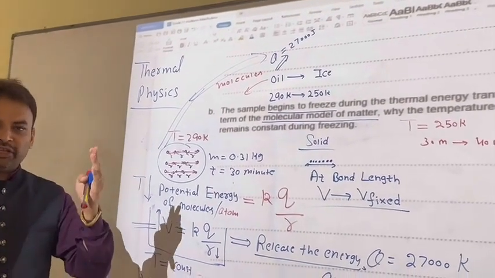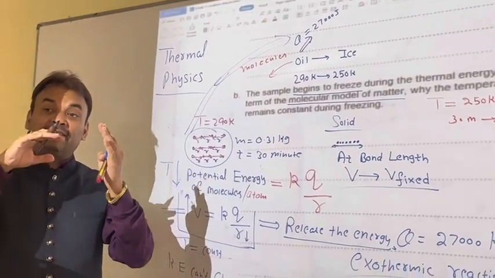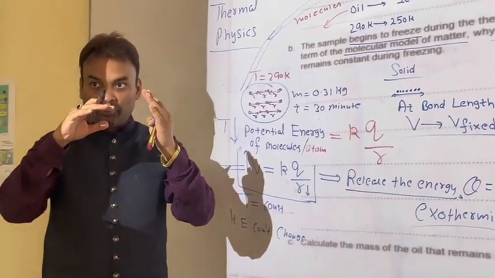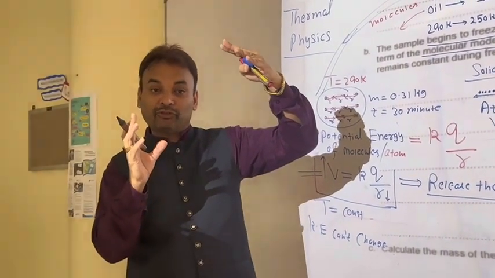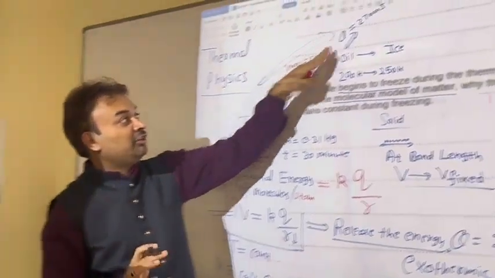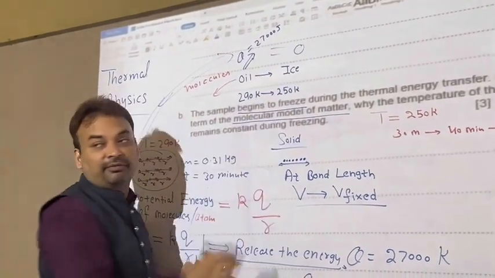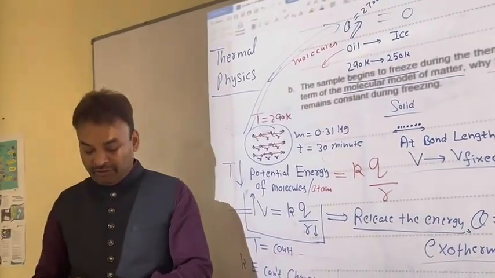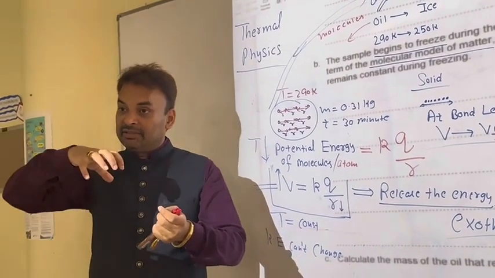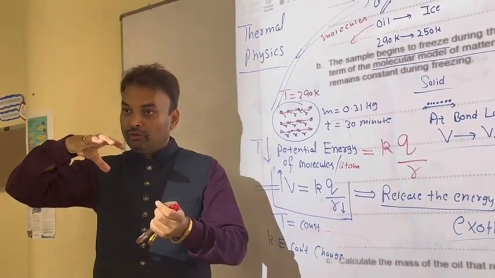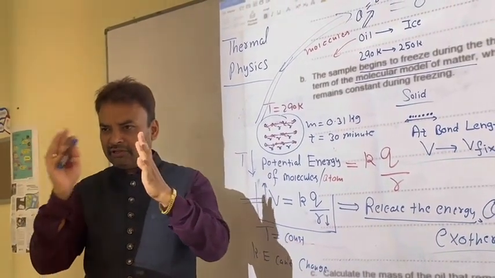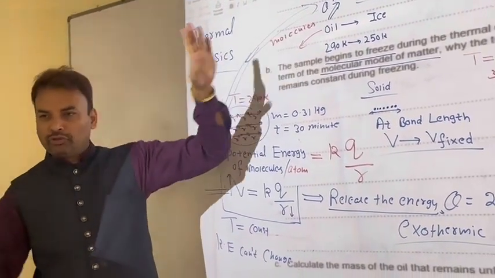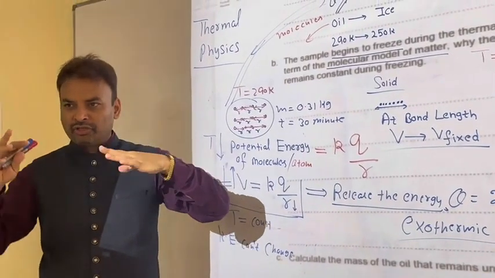Why? Because when the liquid attains that temperature, 0 degrees C, the refrigerator and the oil are at the same temperature, so there is no exchange of heat. After that, Q will become equal to 0. Understanding my point? When the oil attains 0 degrees, because the oil and the refrigerator are at the same temperature, there is no release of heat.